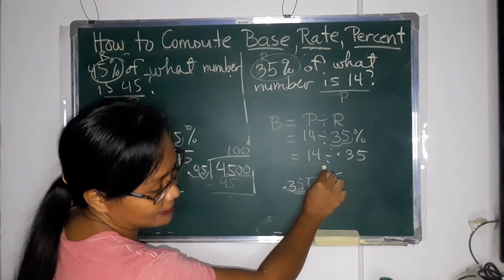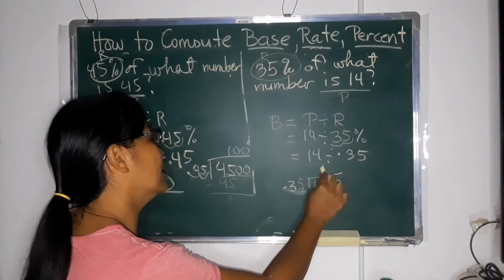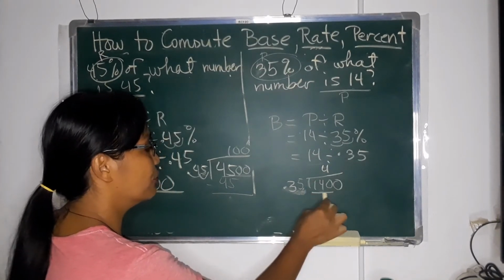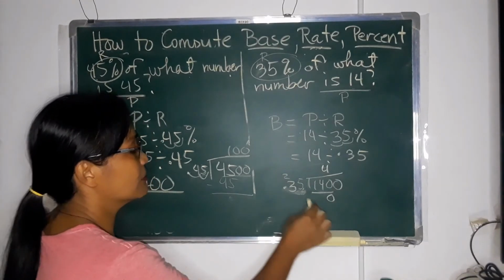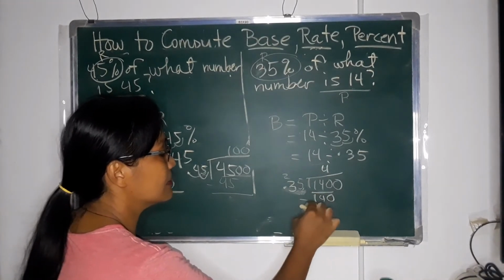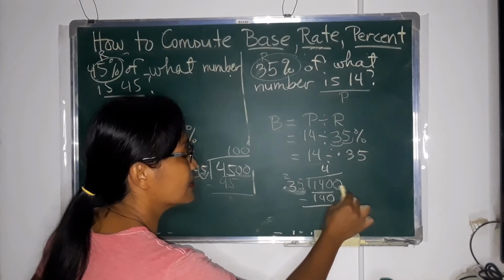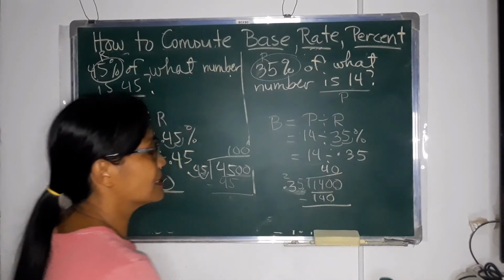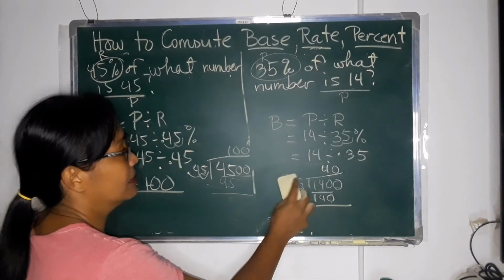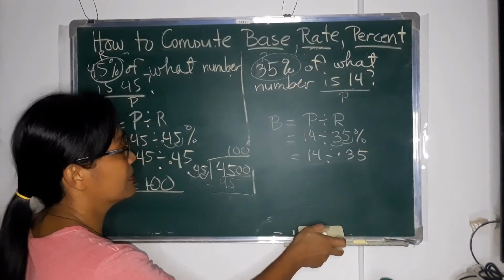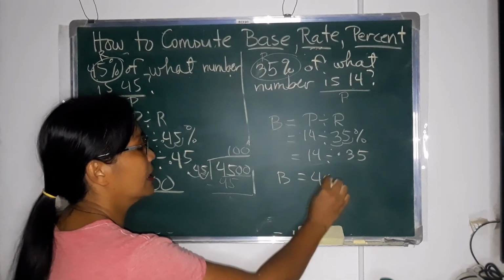Try natin ng, how about 4. 4 times 5, 20, carry 2. 4 times 3, 12, plus 2, 14. Correct. Subtract, 0 na siya. So, may tira pang 0. Since yung 0 dito, ilagay na lang natin sa taas. So, we have 40. Therefore, ang base natin ay 40.